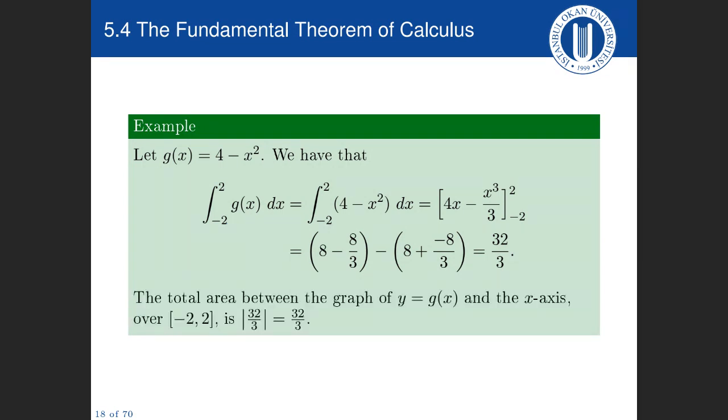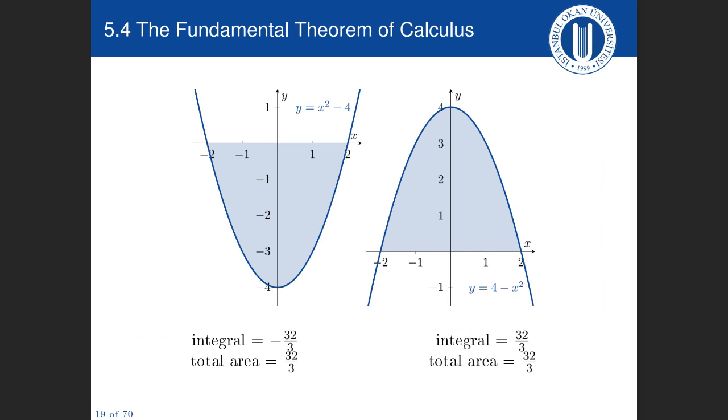Total area, if we say that all area should be a positive number, we take the absolute value of 32 over 3 and we get 32 over 3. Let me show you graphs of these two functions. On the left, I have the first function, the function f.